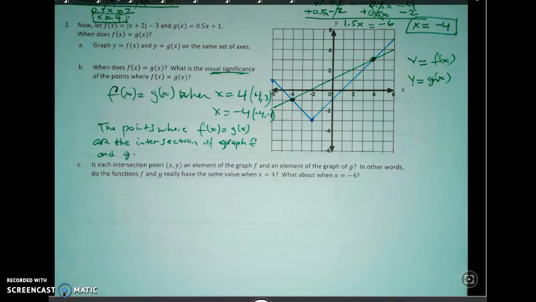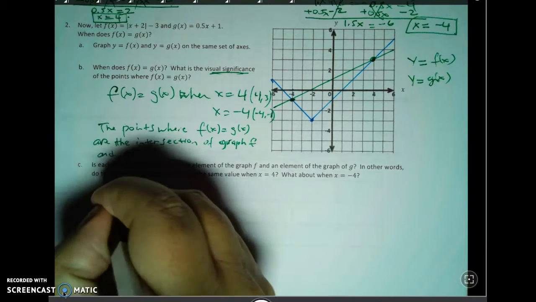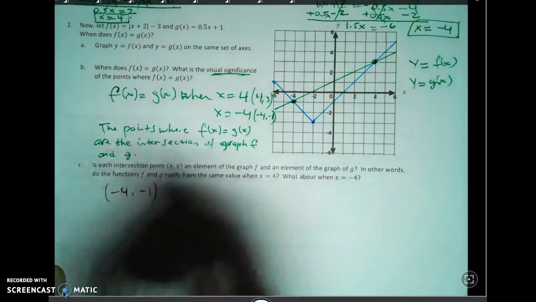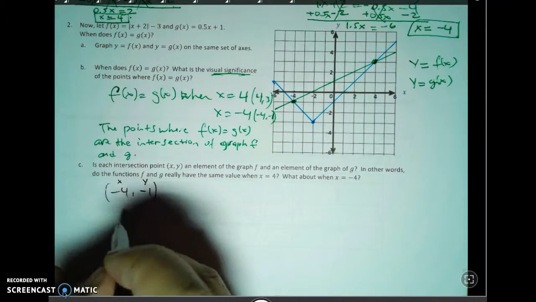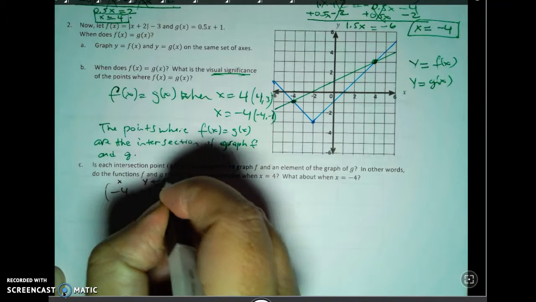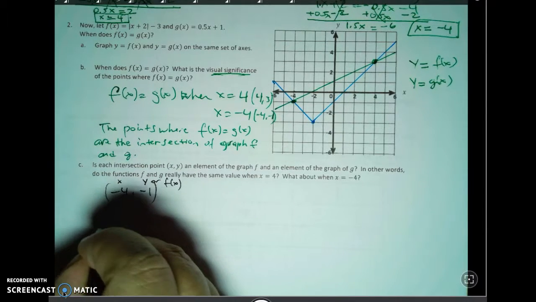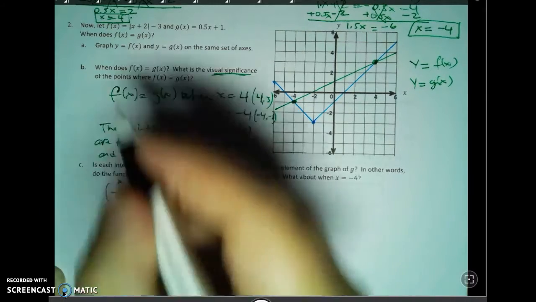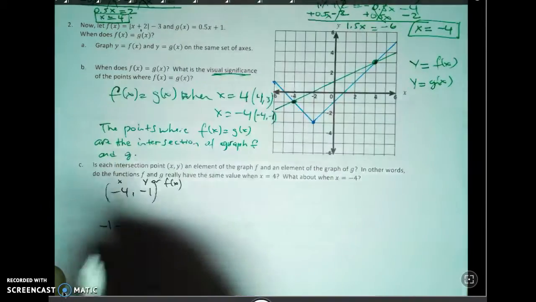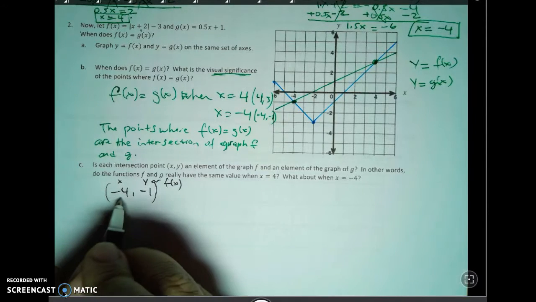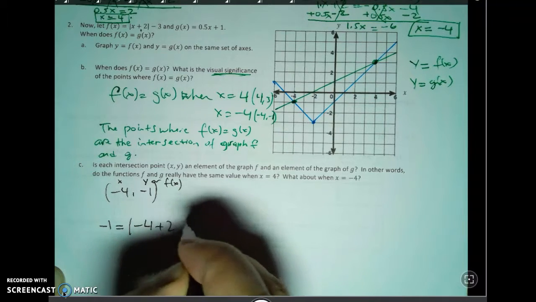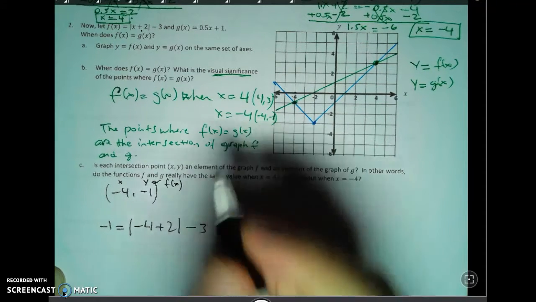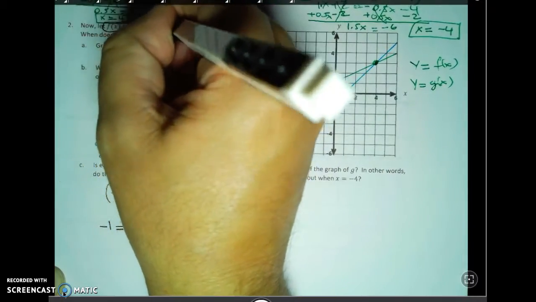Let's say we're going to use the point negative 4 and negative 1. You know that this is x and this is y, or f of x. So we're going to use our f of x. We take negative 1 and make it equal to the absolute value of x plus 2 minus 3. In this case, we're going to replace the x with negative 4, so the absolute value of negative 4 plus 2, minus 3.